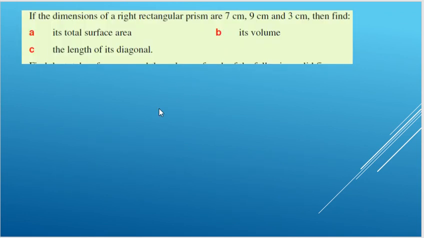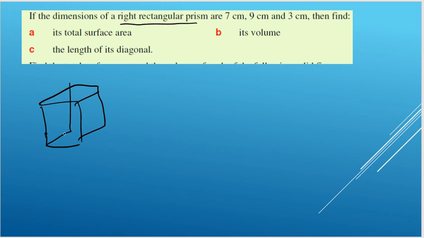Okay, let us see this in the next example. In the next example, only the question is given to you without the figure. It says if the dimension of a right rectangular prism, that means the base is a rectangle. You can draw it, or you can just visualize how it looks. It's a rectangular prism, so the base is a rectangle. You can take 7 and 9, and the height is 3, because the dimensions are 7, 9, 3, meaning the base length is 7 and 9, and the height will be 3.